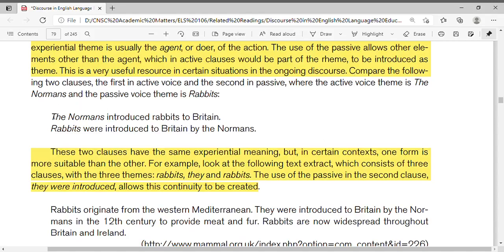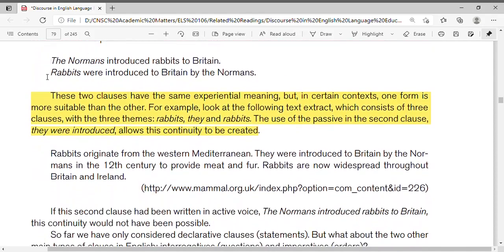Now let's take a look at these two examples so that you can understand it more. The first sentence, the Normans introduced rabbits to Britain, is in its active structure, while the second one, rabbits were introduced to Britain by the Normans, is in its passive structure. Earlier, it was said that the use of passive structure allows the continuity of discourse. Using these two sentences as background information for the following paragraph, we will now analyze how the use of passive aids in the continuity of discourse.